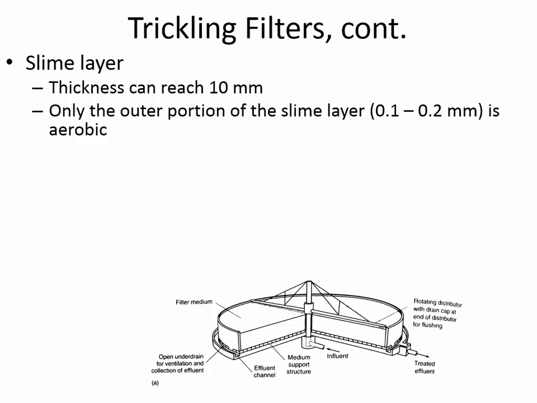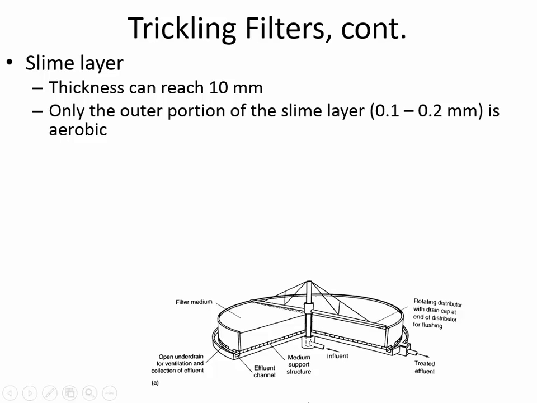Because of the way oxygen diffuses into the slime layer, only the outside of the layer is aerobic, and the interior of the slime layer is anaerobic, and that does provide some limited opportunity for nitrification within the slime layer.